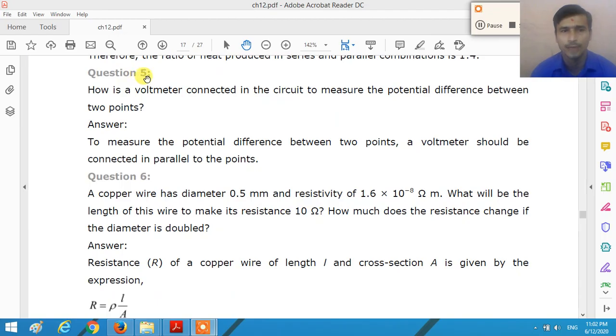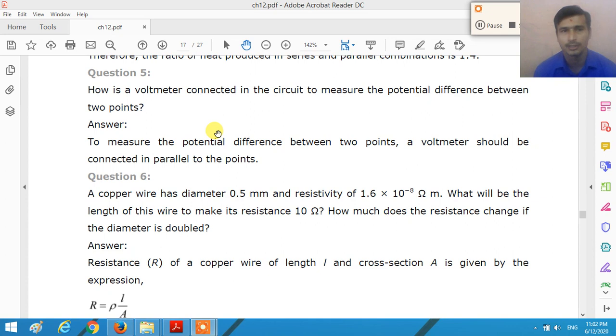Question 5. How is a voltmeter connected in a circuit to measure the potential difference between 2 points? To measure the potential difference between 2 points, a voltmeter must be connected in parallel between these 2 points. So to measure the potential difference across any component, the voltmeter is connected in parallel with that component.